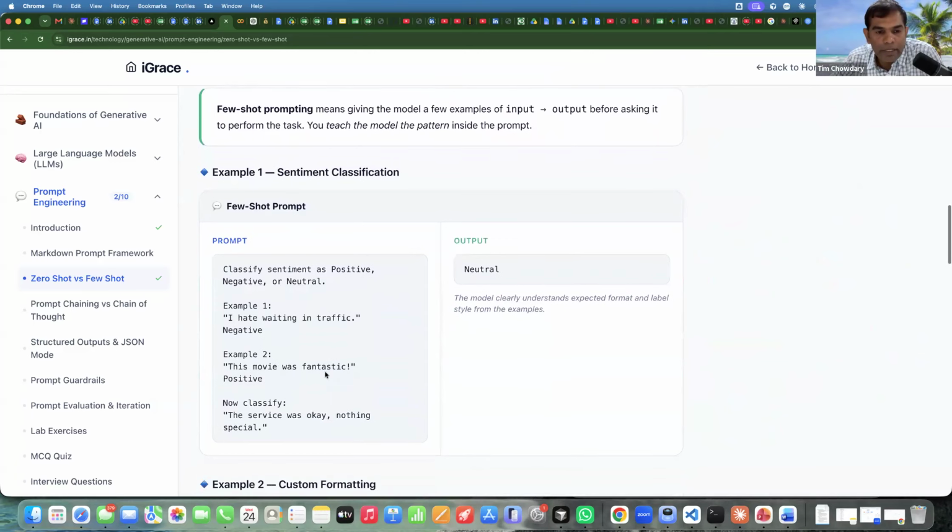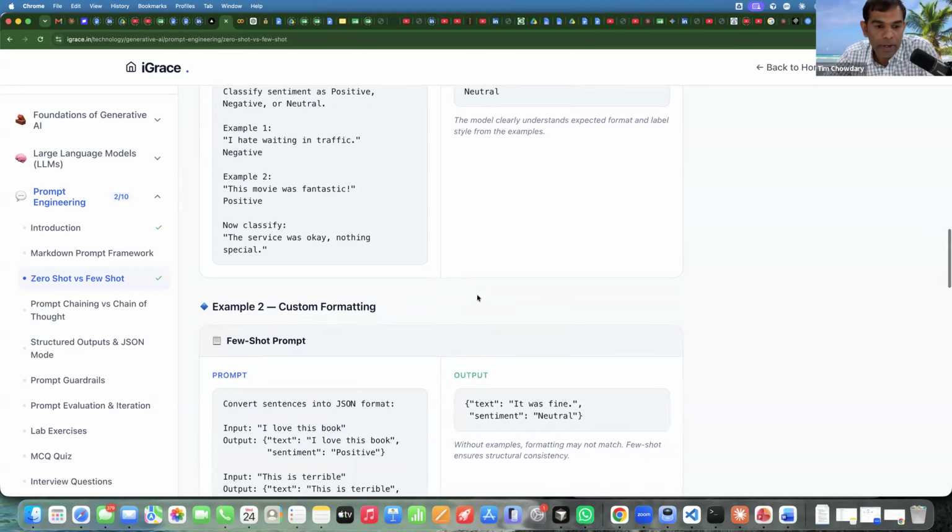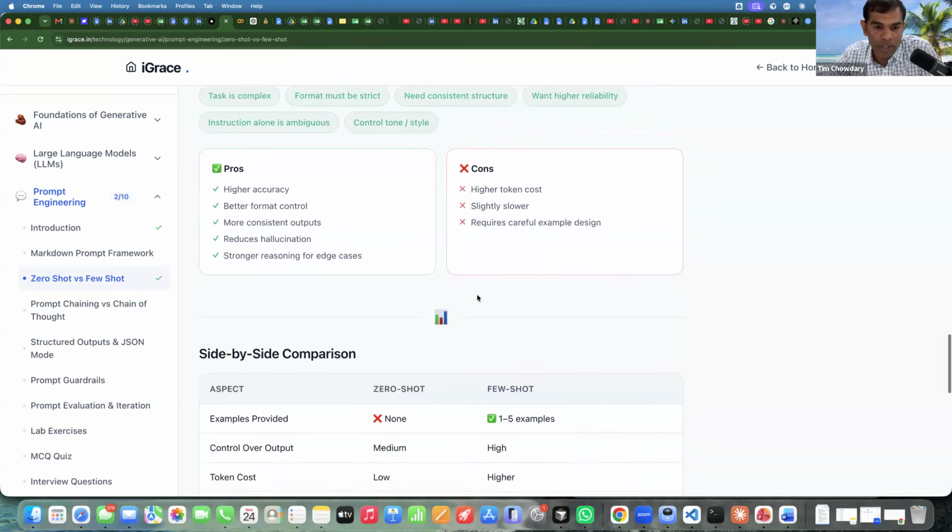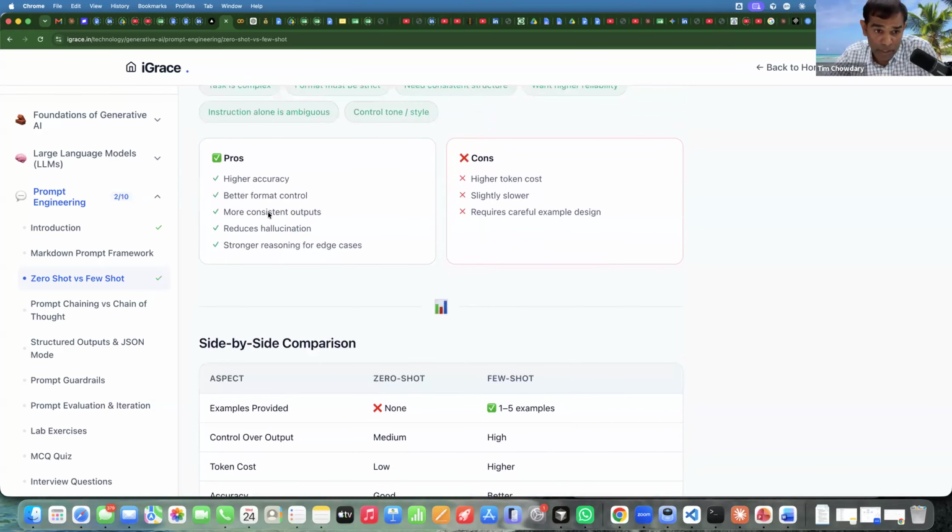Okay. Here are some examples of few-shot prompting. Again, using the same example, but we are providing some examples. Let's say the example: this movie is fantastic, the review is positive. If you mention in the example output, the review is positive, as a sentence-based output, it changes accordingly, right? And so on and so forth. Here again, high accuracy, better format control, more consistent output, reduced hallucinations, stronger reasoning for edge cases.